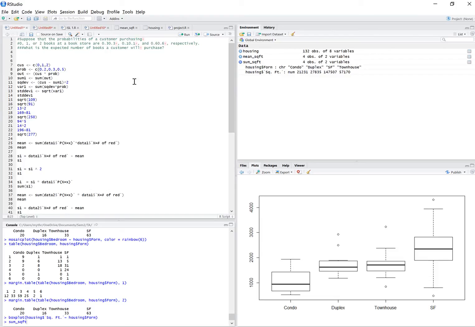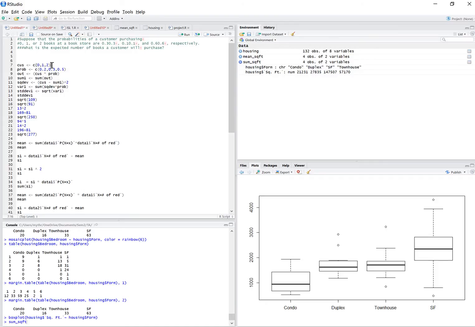It says the probability of a customer purchasing 0 books, 1 book, or 2 books is defined as 0.2, 0.3, 0.5. Now you want to find the expected number of books that the customer will purchase. So you have two values: the number of books that will be purchased, either 0, 1 or 2, and the probabilities associated with it, 0.2, 0.3, 0.5.